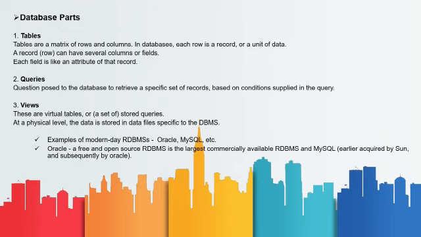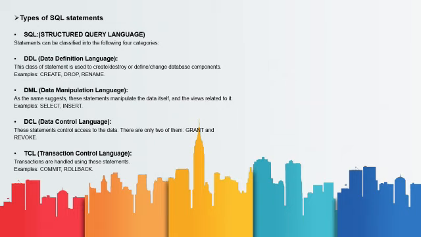The database parts are tables, queries, views, and the types of SQL statements, as mentioned: SQL, DDL, DML, DCL, and TCL, which are further called SQL, Structured Query Language; DDL, Data Definition Language; DML, Data Manipulation Language; DCL, Data Control Language; and TCL, Transaction Control Language.